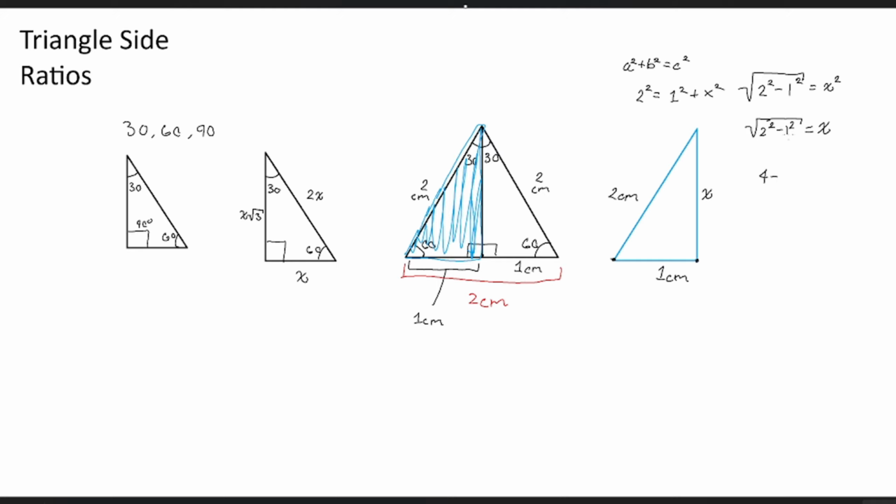So if we expand this, 2 squared is 4, 1 squared is 1, and we know that 4 minus 1 is 3, so the square root of 3 is equal to x. And this is the square root of 3 because, according to this law, it's whatever x is times root 3, because this is 1, and 1 times root 3 is already root 3. So this, by default, is root 3.